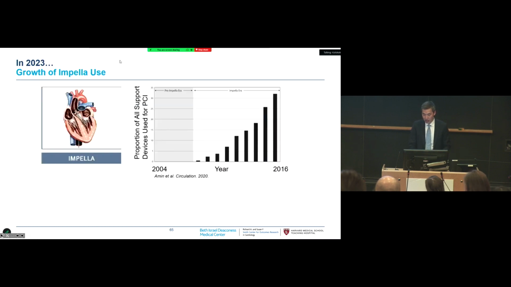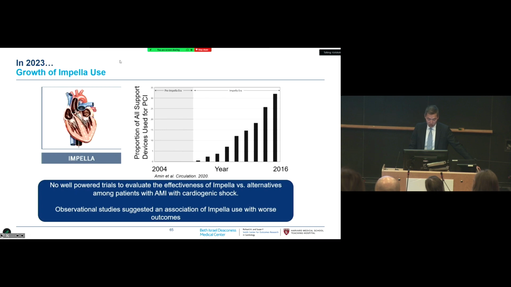It takes the place, in some places, of the heart's function, and we have a rapid and growing use of this device. The data are older now, but this device has continued to be increasingly used. But we had no well-powered trials, and this is my slide from our 2023 symposium, actually. I said we have no well-powered trials to evaluate the effectiveness of Impella versus alternatives among patients with AMI with cardiogenic shock. And observational studies suggest an association of the device with worse outcomes.